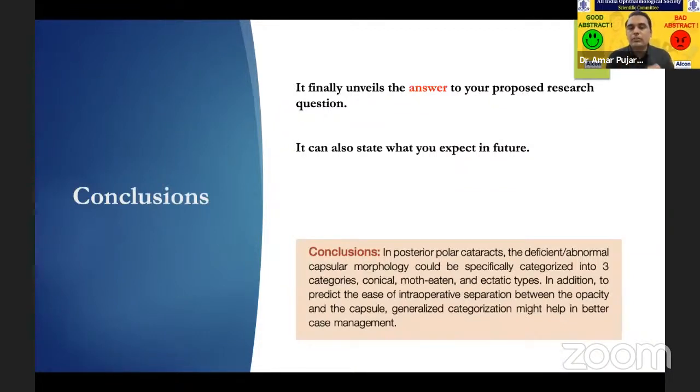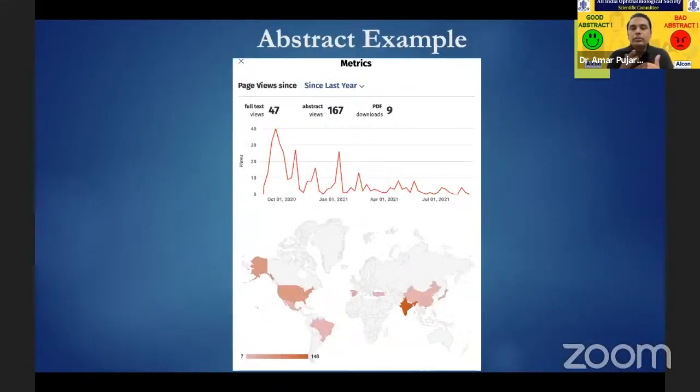Okay, this is the methodology I followed, this is the research result I got, and this is a conclusion, one simple conclusion I want to project to the literature. It also states the expected future. But basically in post-polar cataract, what I said is the deficient capsule can be identified on ASOCT and can be categorized into specific as well as generalized morphology. In specific, I can categorize into conical, Moore-Thurton, and ectatic patterns. In generalized, I'm going to divide into 2 patterns. So this is another example of an abstract.